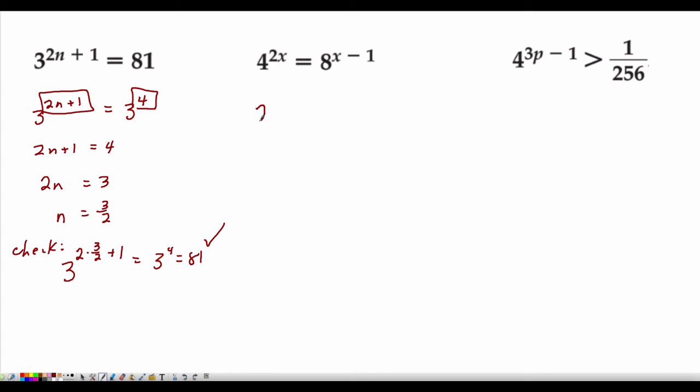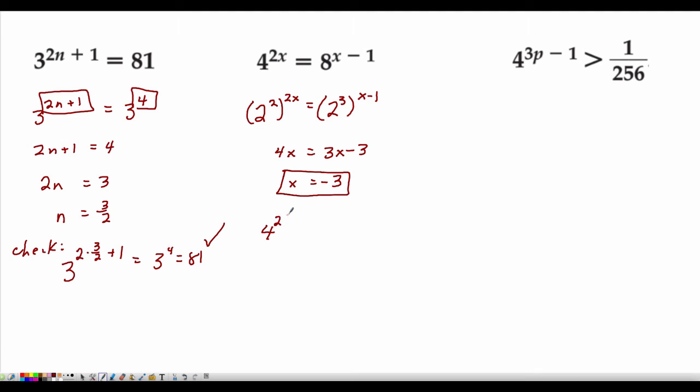The second equation here, I'm going to rewrite this as 2 squared to the 2x is equal to 2 cubed to the x minus 1. And when you raise a power to a power, you multiply the exponents, so that's going to be 4x is equal to 3x minus 3, and x is equal to negative 3. We can substitute that in as well to see if it works. You get 4 to the negative 6th is equal to 8 to the negative 4. And yeah, that's going to work. That checks.